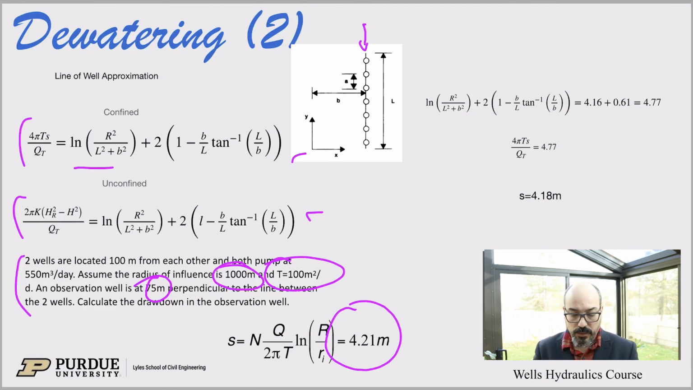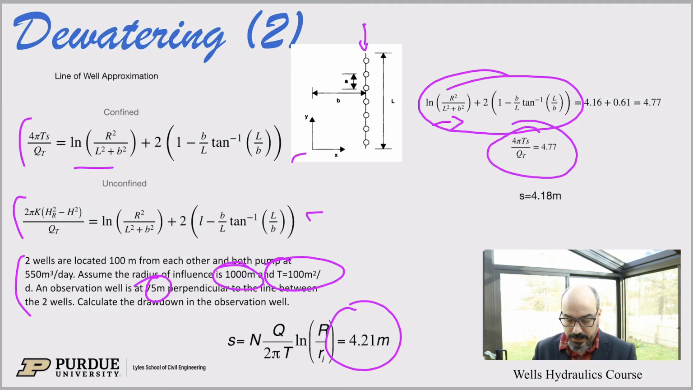Okay, so now the point is, we can use the approximation, and here we'll use the confined aquifer approximation, assuming it's pumping in a confined aquifer. And here's the equation. So we have 4 pi T s over Q total equals 4.77, using this approximation, which means that s, so now we say s equals 4.77.